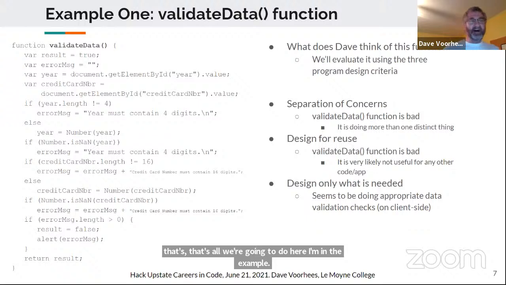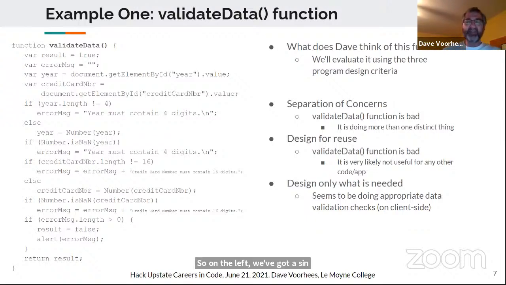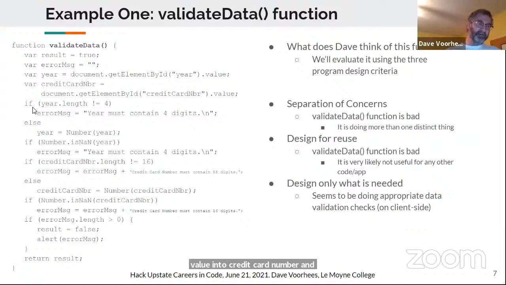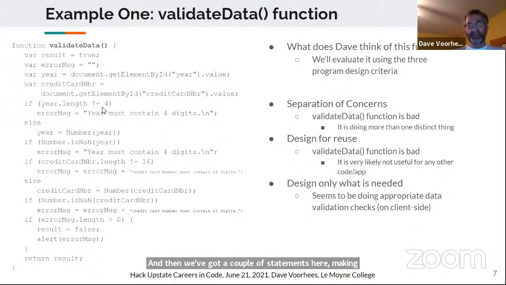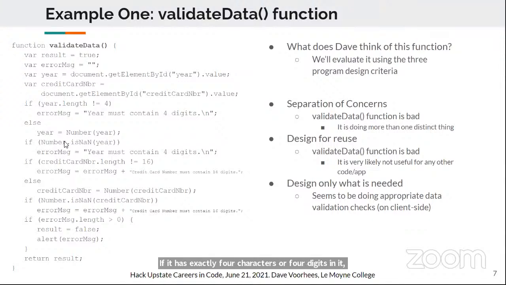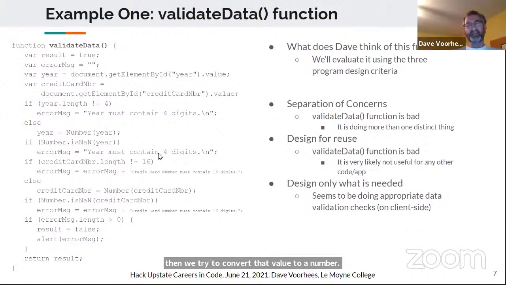So on the left, we've got a single function called validateData. Again, that's what's being called by the browser when the user clicks on the submit button. You can see here that we're getting the data value entered for the year, and the data value entered for the credit card number. Then we've got a couple of if statements making sure the year value is correct. If it does not have exactly 4 characters or digits in it, it's bad. If it has exactly 4 digits, then we try to convert that value to a number. If the year is not a number, then it's bad.